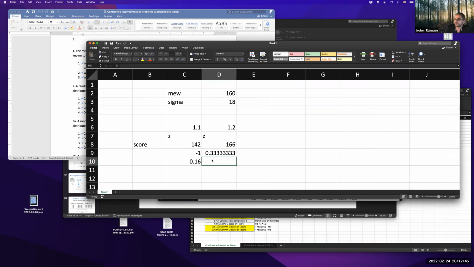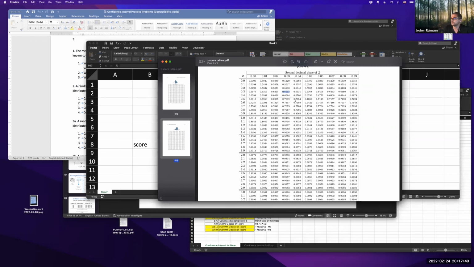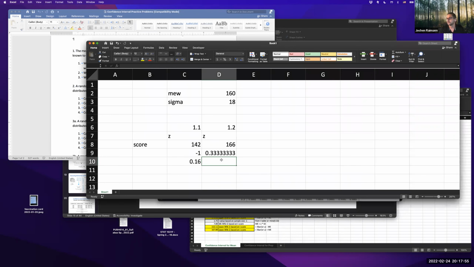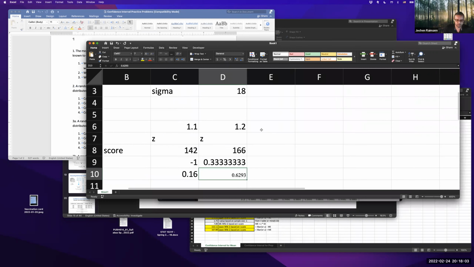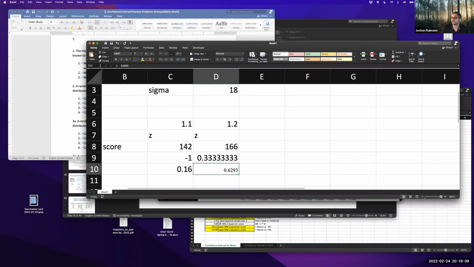If we have 0.33, we're seeing now 0.6293. Okay, you can of course also approach this programmatically, but I think since this is more of a systematic question, I think it makes sense to really read it from the Z-score table.